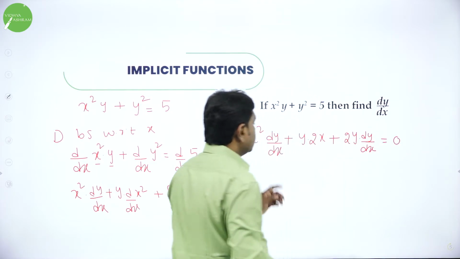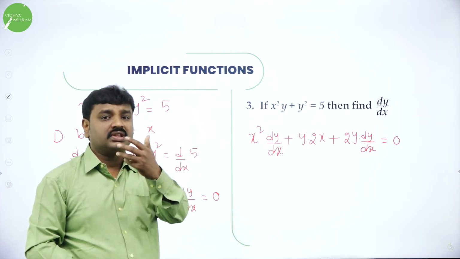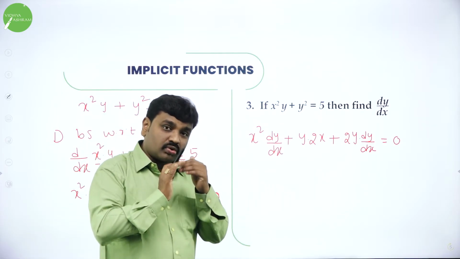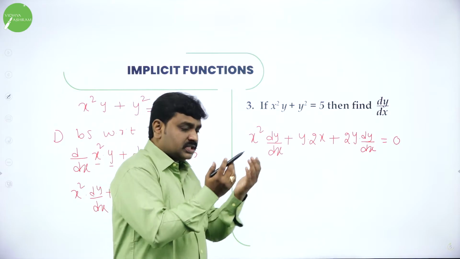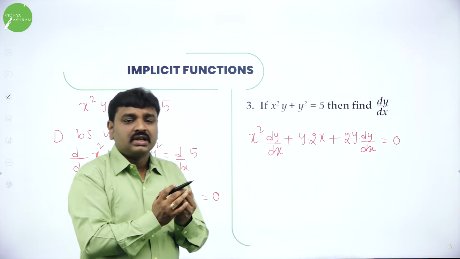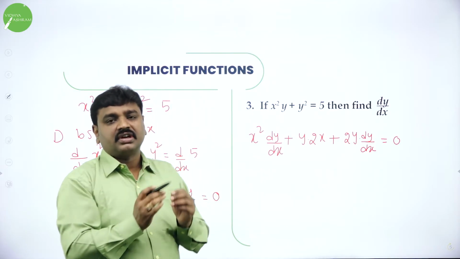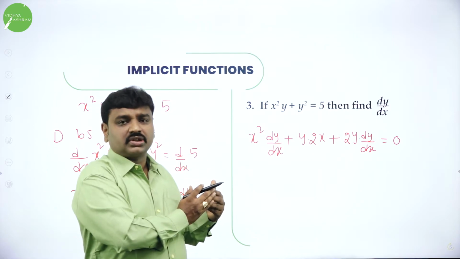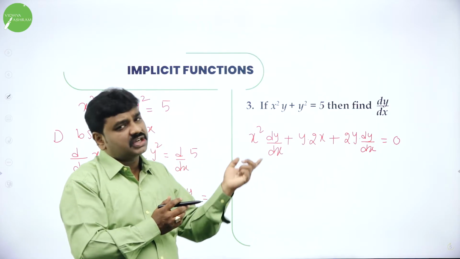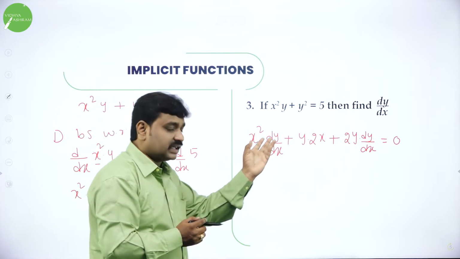My dear students, here we have dy by dx more than once. So when you have dy by dx more than once, group them. Means keep all dy by dx terms on one side and non dy by dx terms on the other side. Take all the dy by dx terms to one side, and transfer the terms without dy by dx to the other side.